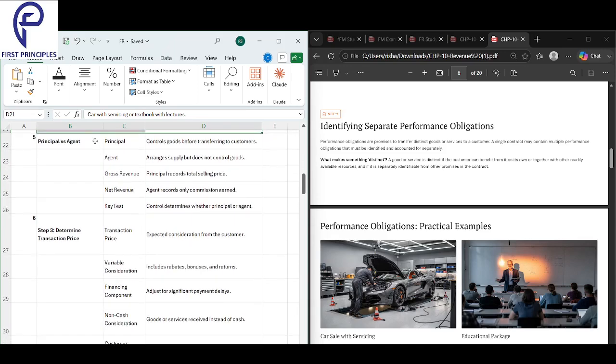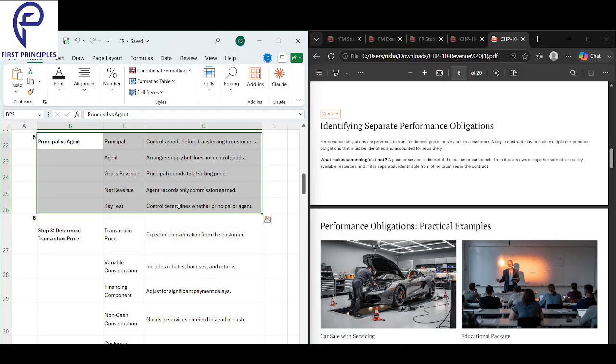Next, principal versus agent. What about principal? What about agent? So let's look into principal versus agent. Principal is basically you own and control the goods before selling. You take the risk. Agent is you just connect the buyer and the seller. You don't own it. The person who owns the good is the principal. The person who just connects the buyer and the seller is the agent.